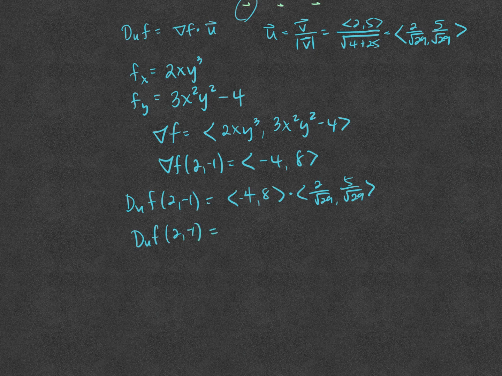When we multiply these, we get negative 4 times 2 is negative 8 over the square root of 29, plus 8 times 5 is 40 over the square root of 29. So we get positive 32 over the square root of 29. Now that's our directional derivative at 2, negative 1. What that means is the derivative is 32 over the square root of 29. It's positive, it's increasing, and it's headed in the same direction as the vector v, which is 2, 5.